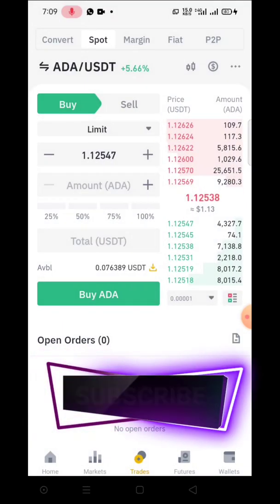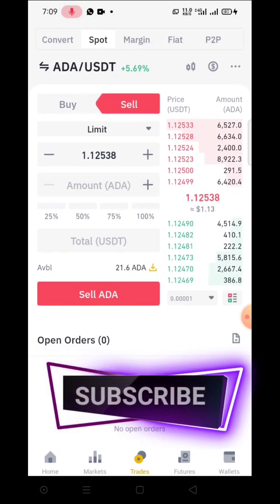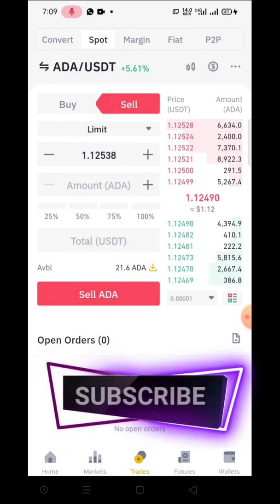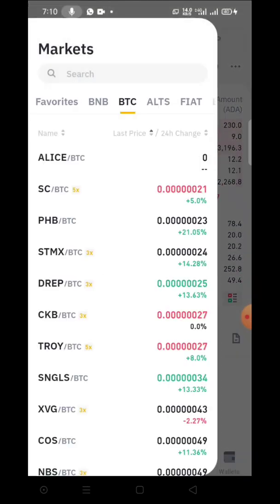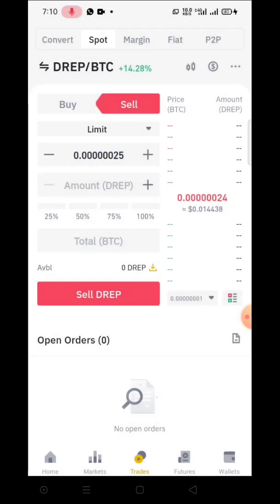And when you go to the sell tab, discover that this time around, that means I should have ADA and I want to sell my ADA to get USDT. That's what it means. Selling ADA to get USDT. ADA means Cardano. So the same thing, I can pick another pair. This is just a recap of what we did before.